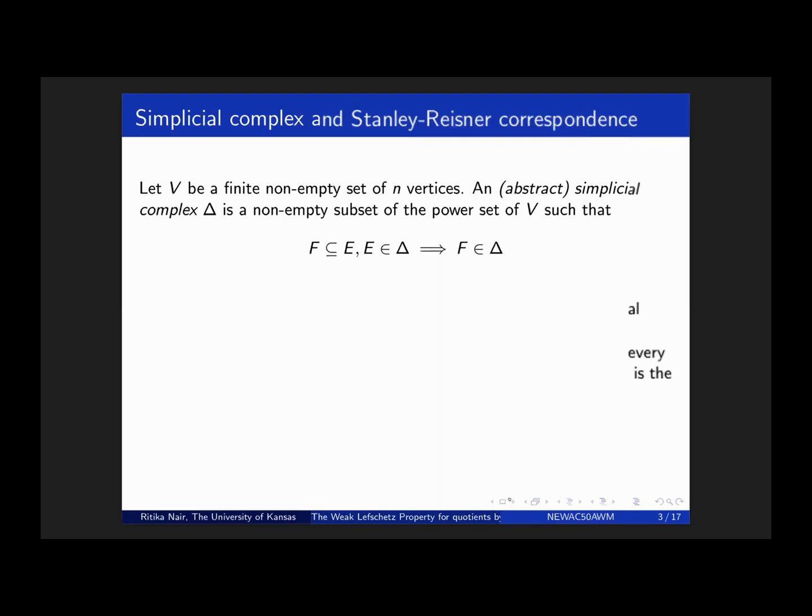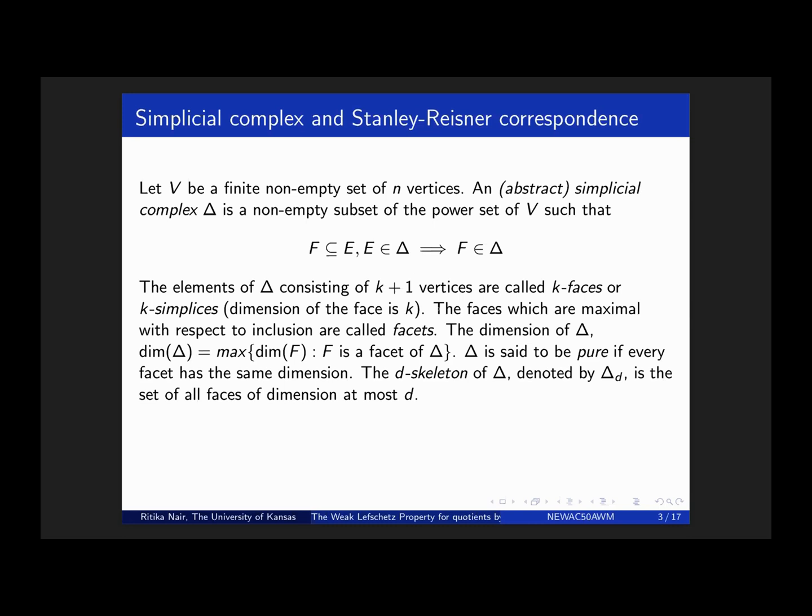We'll go to an example, but before that, I want to define some of the terminologies which will be relevant in this talk. Now, what do we mean by the faces? The faces of a simplicial complex are basically the elements of a simplicial complex. Since these elements are basically subsets of the vertex set, we can count the number of vertices in each face. If we have k plus 1 vertices, we would call it a k-face or a k-simplex, or we would say the dimension of that face is k. Now, the faces which are maximal with respect to inclusion are called facets, and the dimension of the simplicial complex itself is the maximum possible dimension of a facet.